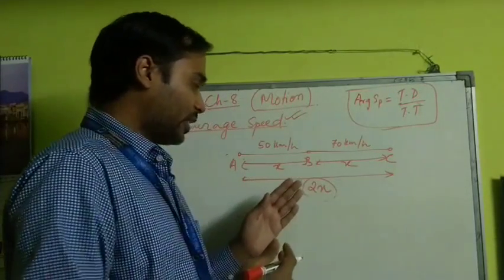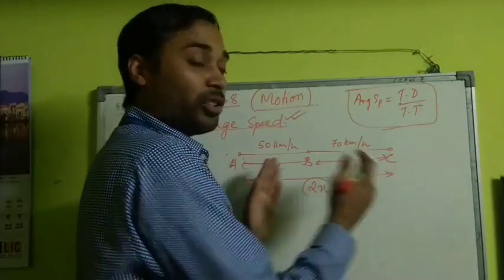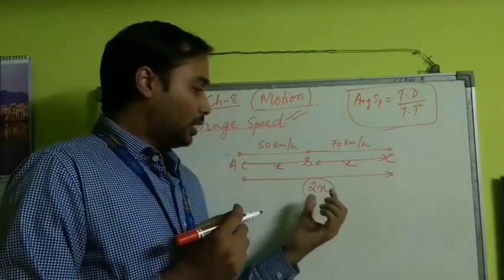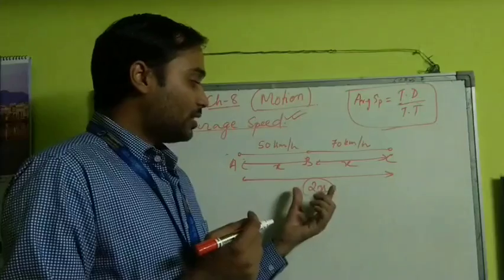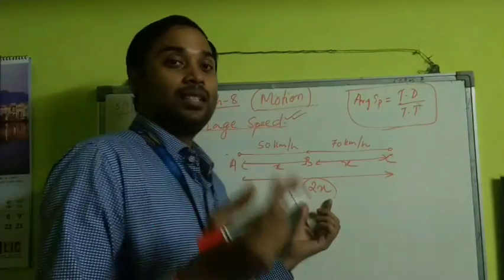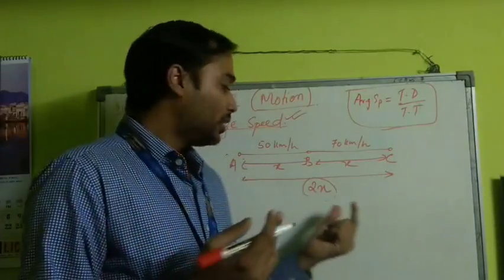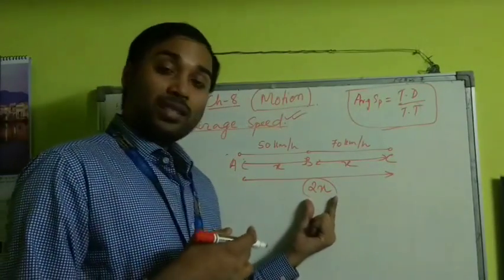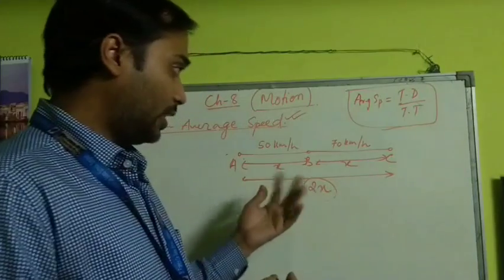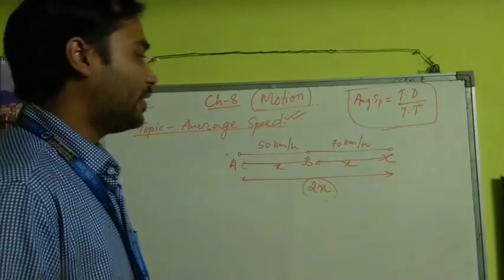Now tell me, if the entire journey would have been broken into three equal parts, what can we take here? So in that case, the total distance will be taken as 3x. Similarly, if the entire journey is broken into four equal parts, we will take the total distance as 4x. So now let us see how we can find the average speed.